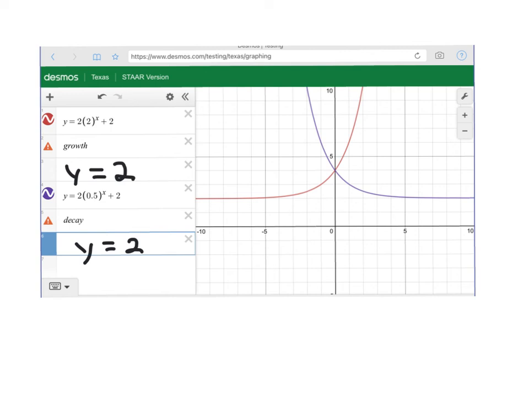So there are a couple of things you need to understand: the growth and decay, and then the horizontal line where the graph will never intersect. It's called our asymptote, and this one is y equals 2. All right.